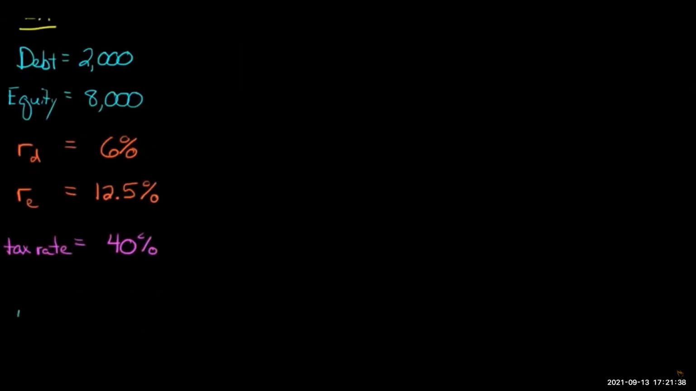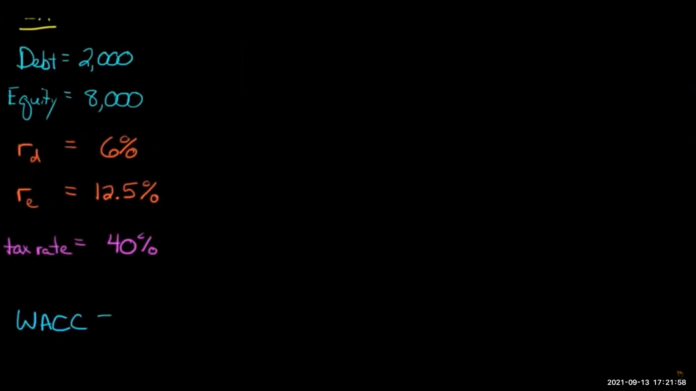So the WACC, our weighted average cost of capital. We can't just take these two, add them up, and divide by 2, right? Why can't we do that? Well, because debt is only 2,000 of the financing and equity is 8,000. I hope you understand the concept behind why we're doing this.